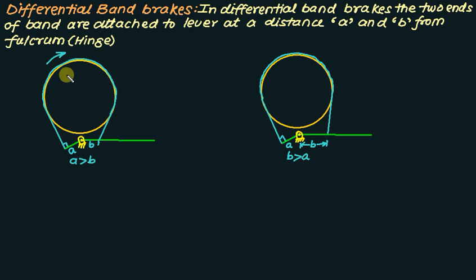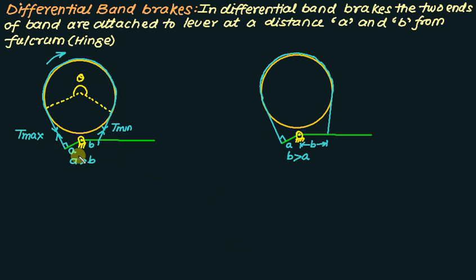If the drum is rotating in a clockwise direction, this is the position of T max, and this is the T minimum position. If the drum is rotating in the same clockwise direction, the angle of contact starts from here and ends at this point. This angle equals theta, called the angle of contact.